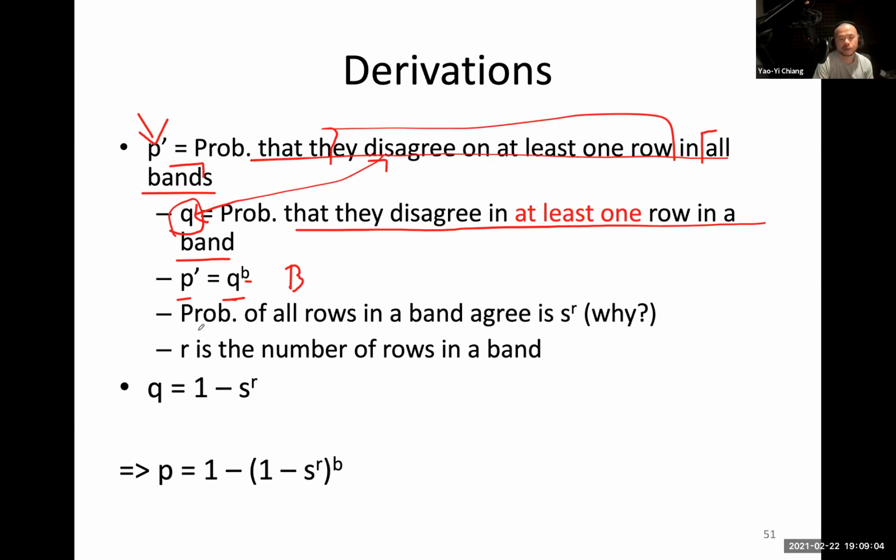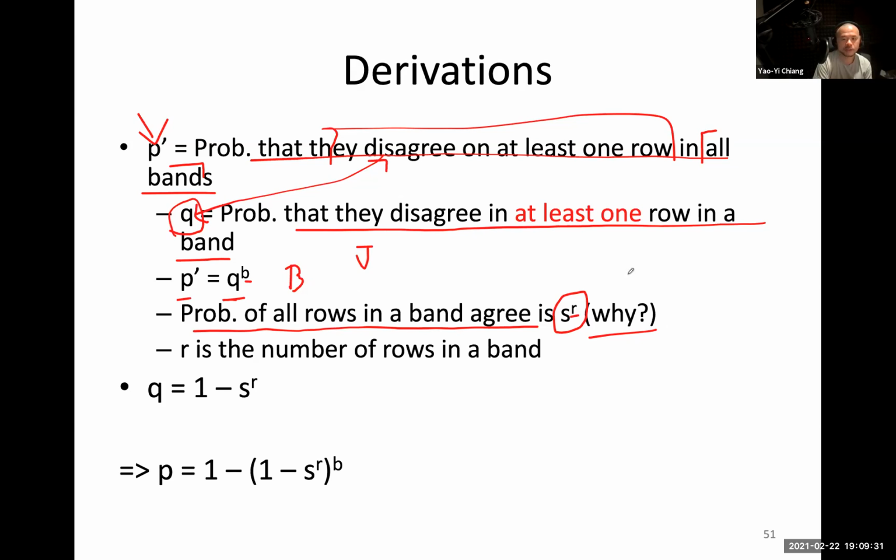Great. The probability of all rows in a band agreeing is S to the power of R. Why? Well, because the probability of one row agreeing is S, right? That's our Jaccard similarity. And now in a band, you have R rows. So all rows agree is S to the power of R.